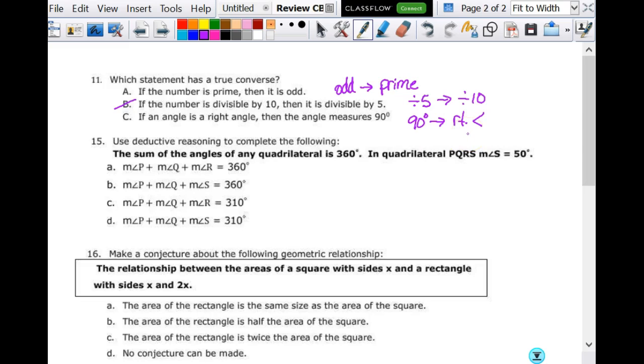If the number is odd, then it is prime. So if we think about 3 and 5 and 7, those are all odd, and they're prime. 9 is odd, and it is not prime. So that's a counterexample right there.